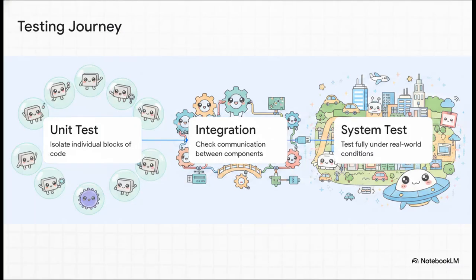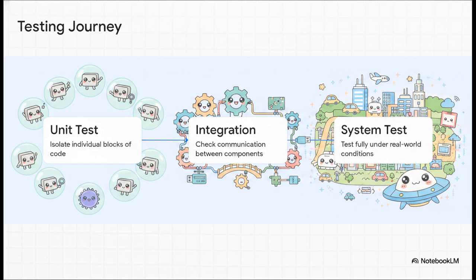So, this journey typically happens in three logical steps. We start microscopic and expand outward. Step 1 is unit testing. This is where we isolate tiny individual blocks of code just to ensure they work all on their own. Next up is integration testing. Here, we connect those isolated blocks to other software or hardware components to make sure they're actually communicating correctly. And finally, we reach system testing, which is where the fully integrated product gets tested under real-world conditions.